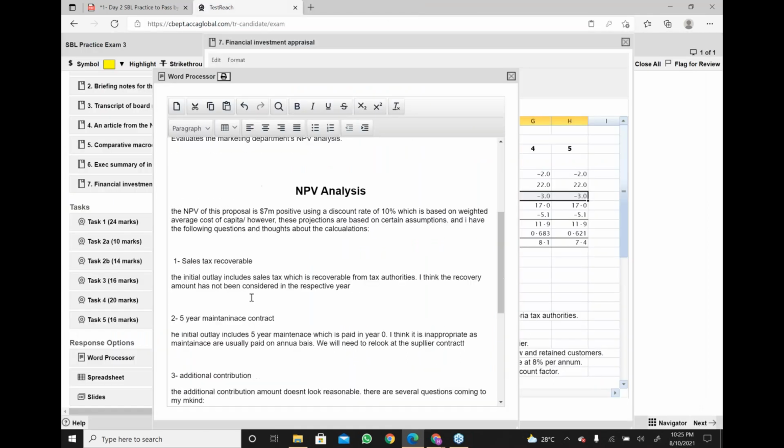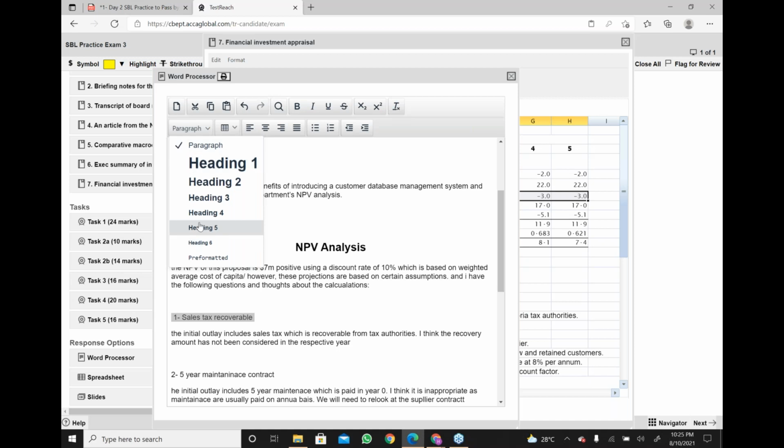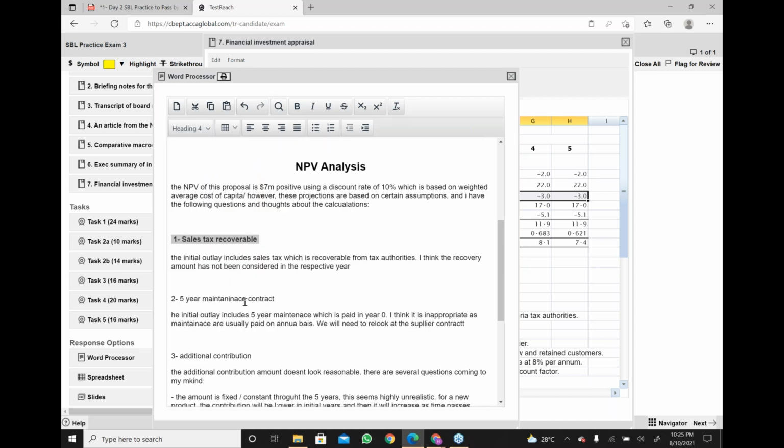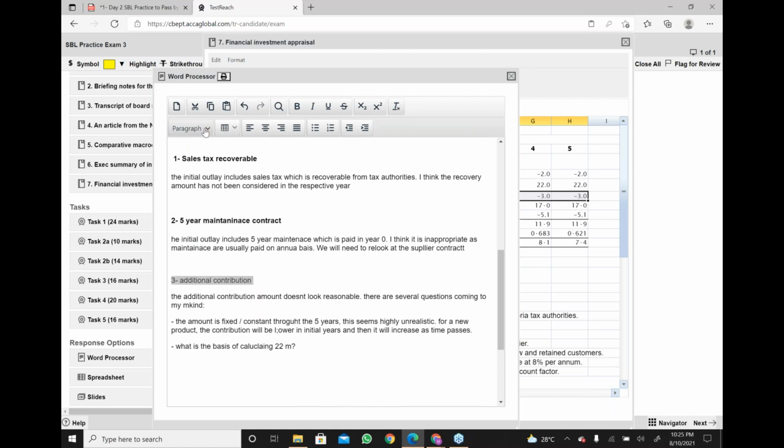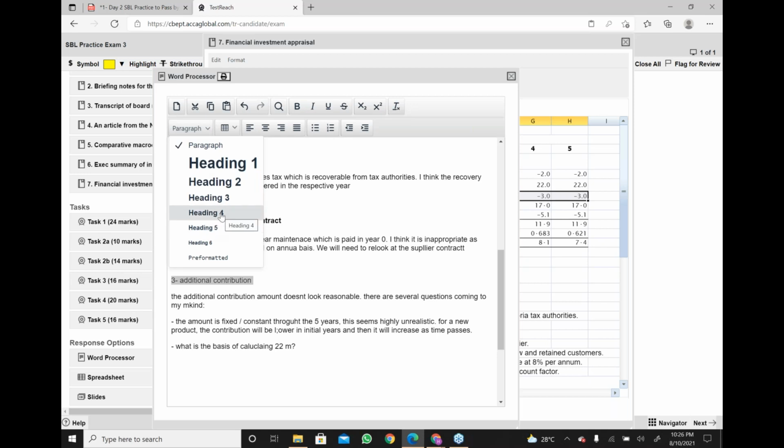And what I'll do is I will just select all this. You remember the importance of beautification. It just takes 5 seconds extra, but it might get you 2 or 3 marks extra, which is completely worth it.